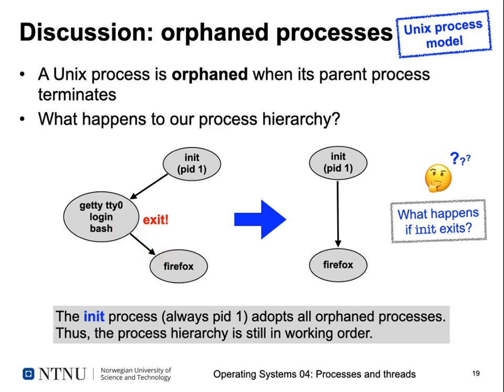So when something like this happens, our operating system actually redirects it. So you get a foster parent, so to say. And this parent taking care of these orphaned processes is the init process, which has the process ID 1. So if you create a process and the parent process disappears because it was terminated or maybe it crashed or something like this, then the operating system notices this and the parent process of our Firefox process in this case would be redirected to be the init process here. So our process hierarchy is still in working order, so we can control our process. We don't have any processes running wild in our system.